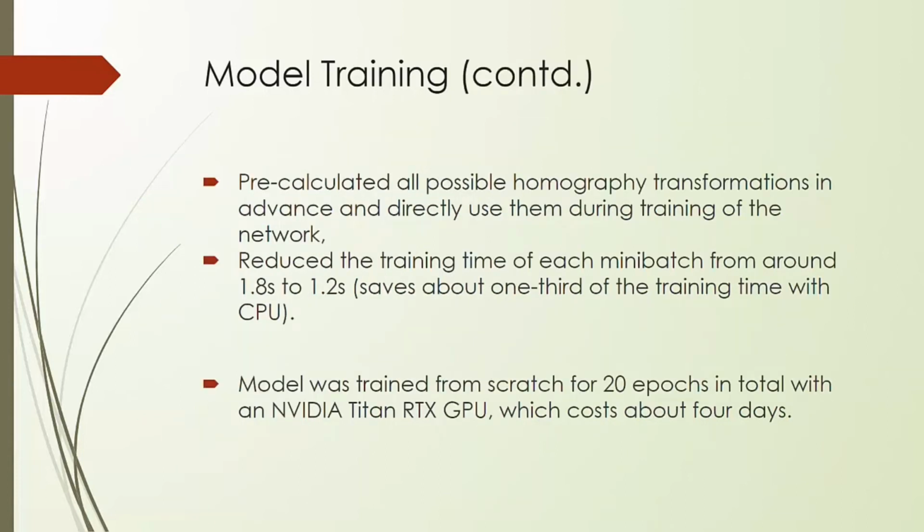Since the homography transformation is very time consuming on the CPU, the author has pre-calculated the homographic transformation, and it has reduced the training time to two-thirds of the actual time. The GPU used here was the NVIDIA Titan RTX with 20 epochs, and it ran for nearly 20 days.